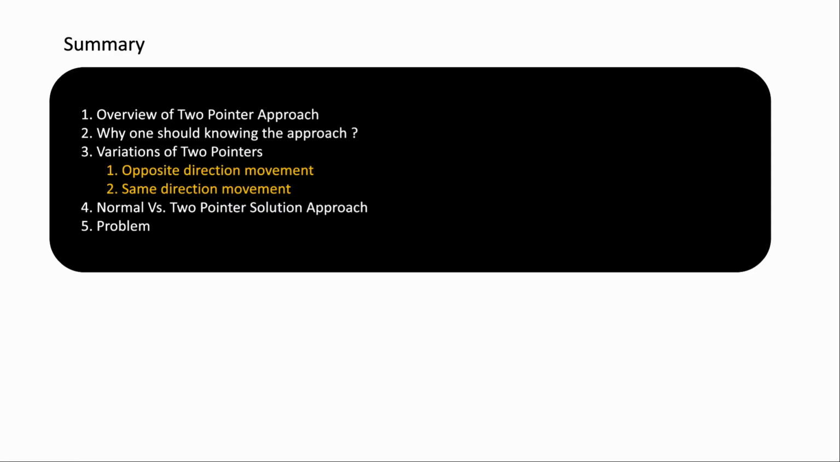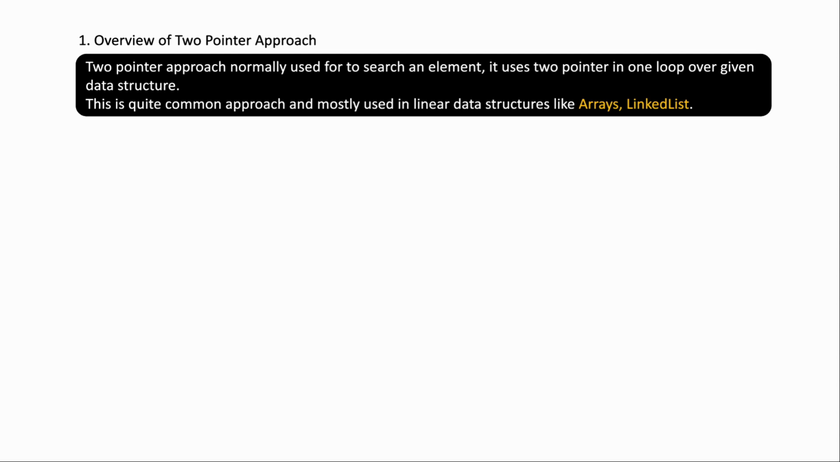Let's get started. What is a two pointer approach? The two pointer approach is used to search elements from a given array or a given linked list or a kind of linear data structure. It uses two pointers in one loop over a given data structure. This is quite a common approach and mostly used in linear data structures like arrays and linked lists.